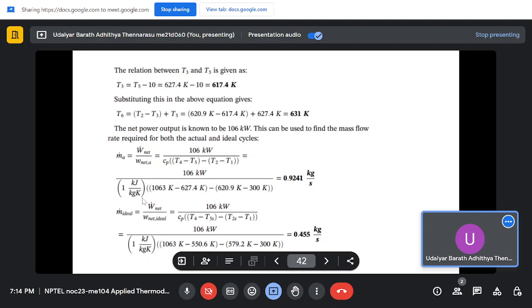So substituting Cp as 1 kilojoule per kg Kelvin and the temperatures which we have calculated in Kelvins, and W net as 106 kilowatt, the mass flow rate comes out to be 0.9241 kilograms per second. So this is the actual mass flow rate. The ideal mass flow rate is W net by specific work output for an ideal case, which will come out to be 0.455 kg per second. So this is close to half of the mass flow rate for the actual case.